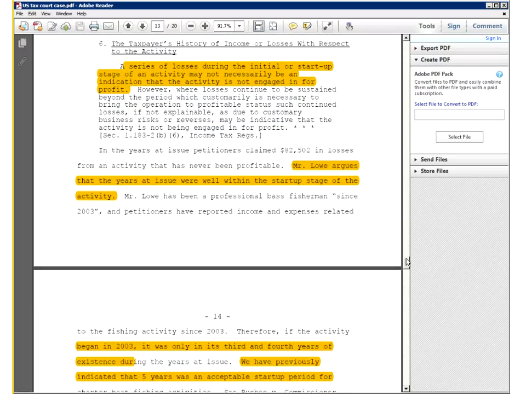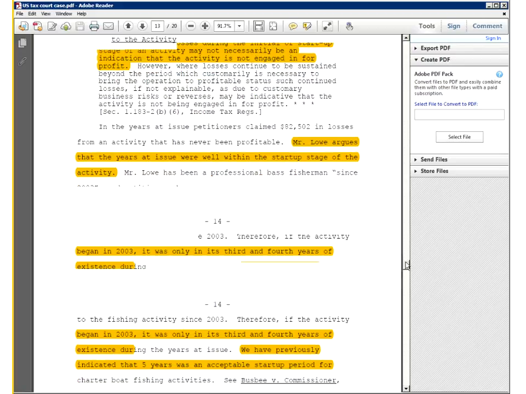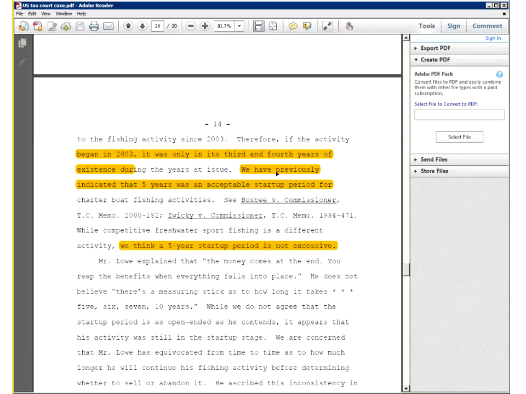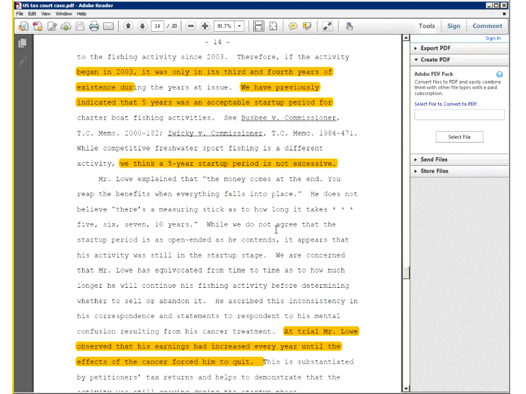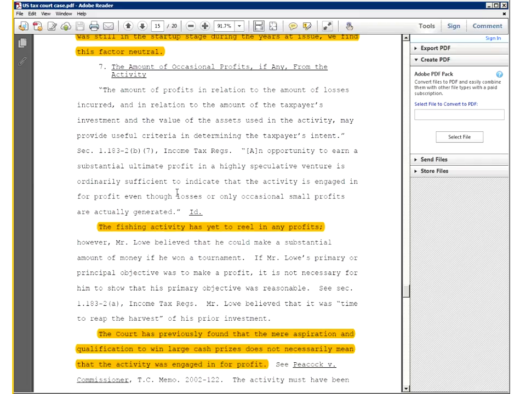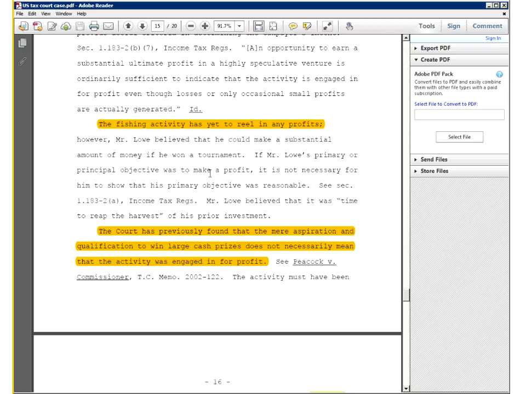Taxpayer's history of income or losses. So this is again seeing if you're in it for profit motive. He says his first couple of years were part of the startup, and in a startup business, it's pretty common to have losses. That's true. It's a fine argument. The court said the 5 years that he has been going as a startup is not excessive. Therefore, I think they called this one neutral. They said you're making a huge loss, okay, but it's still the startup, so nobody wins that one. Call that one a tie.